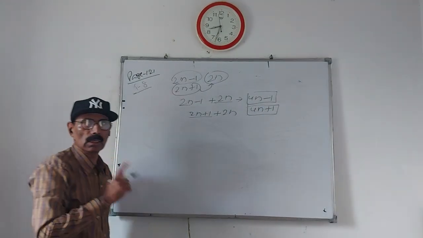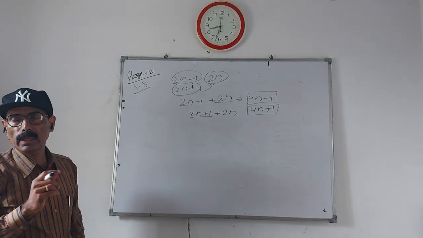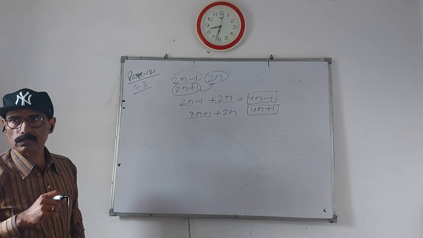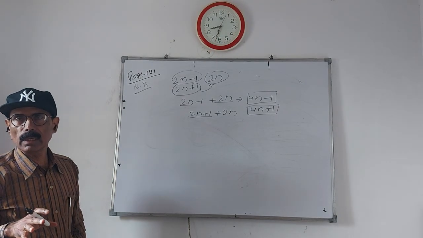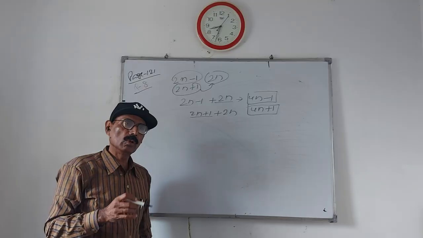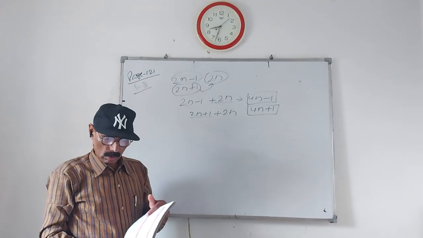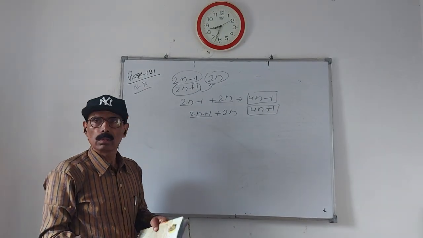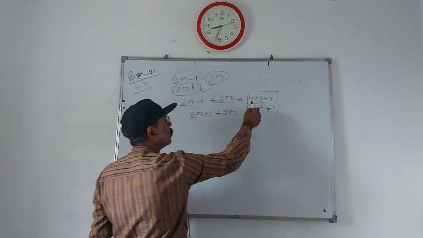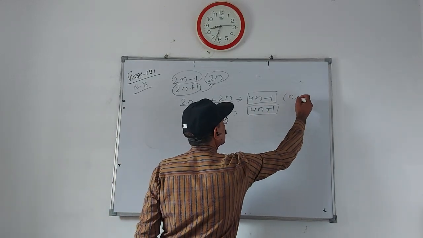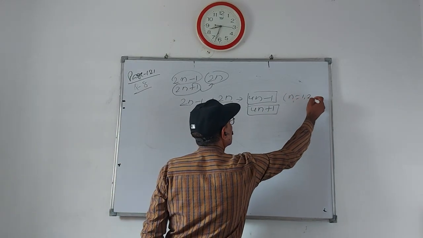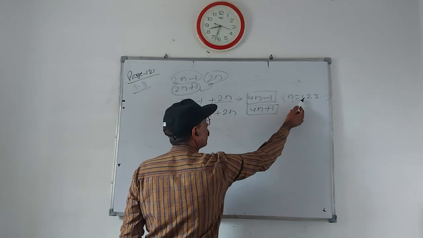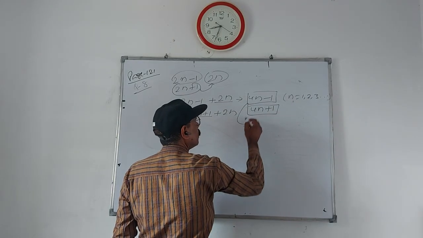Now check these numbers. For any value of n, whatever number is coming, is that number divisible by 6 or not? You can check. Take any value. Suppose n is equal to 1, 2, 3 like this. If n is equal to 1, this number will be what?